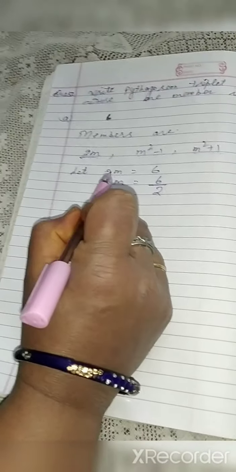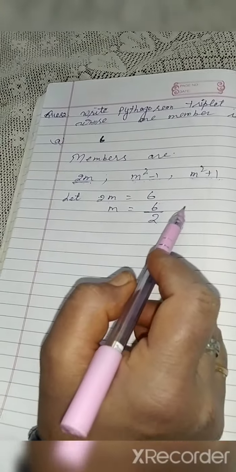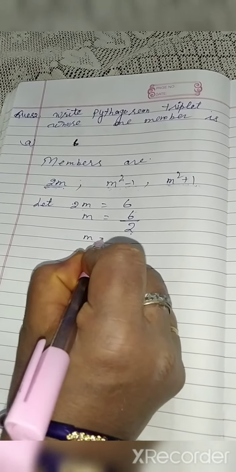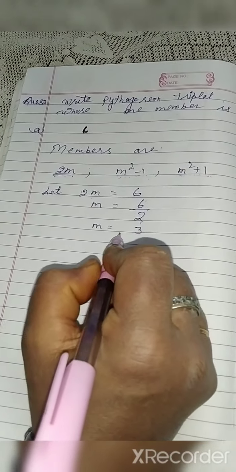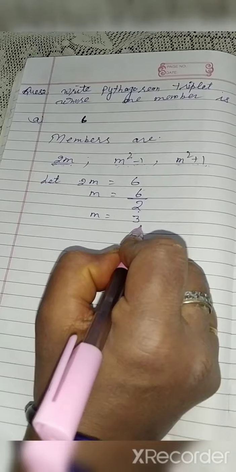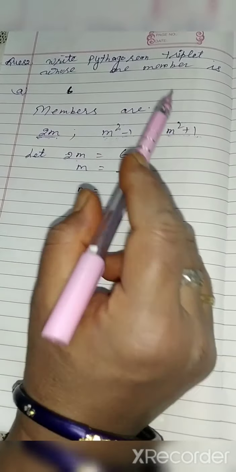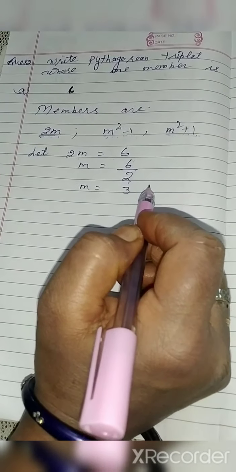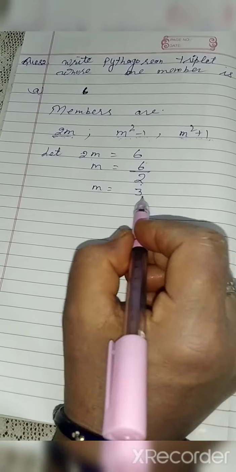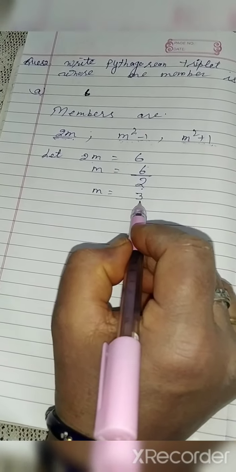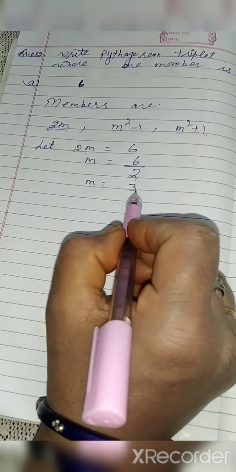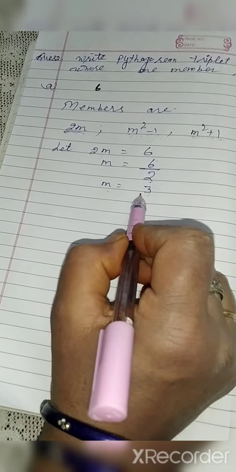Either there is the sign of multiplication when it is going to that side, that will be in the division. So m is equal to 3. We are getting m is equal to 3, and this formula says that m should be greater than 1. So it is satisfying that m is greater than 1. The value of m should always be greater than 1, okay. So m is equal to 3.